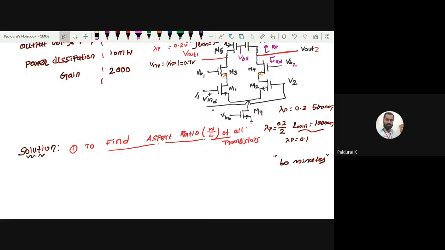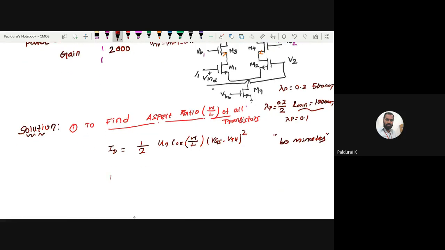But to find step 1, how to find all the width to length ratios, we know only one formula, the formula for ID. Assume all are in saturation region. That is our condition. So the formula is ID equals half of mu n Cox W/L times VGS minus VTH the whole square, right? From this, what is the formula for width to length ratio? Width to length ratio is 2 times ID over mu n Cox times VGS minus VTH the whole square. This is the formula.